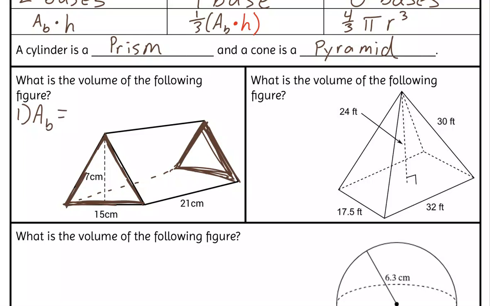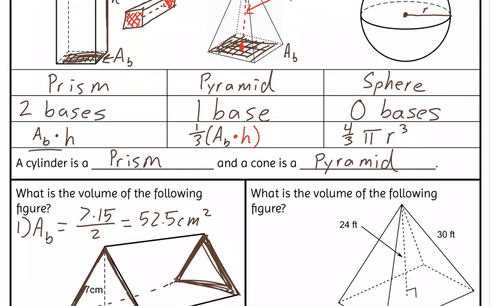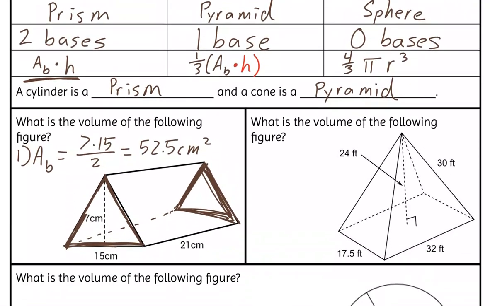We have 7 times 15, and divide that by 2. When I plug that into my calculator, I end up getting 52.5 centimeters squared. So there's the area of one of my bases. I don't need to multiply it by 2 because I'm not finding surface area. We just need to use the formula that we talked about up here to find the volume.